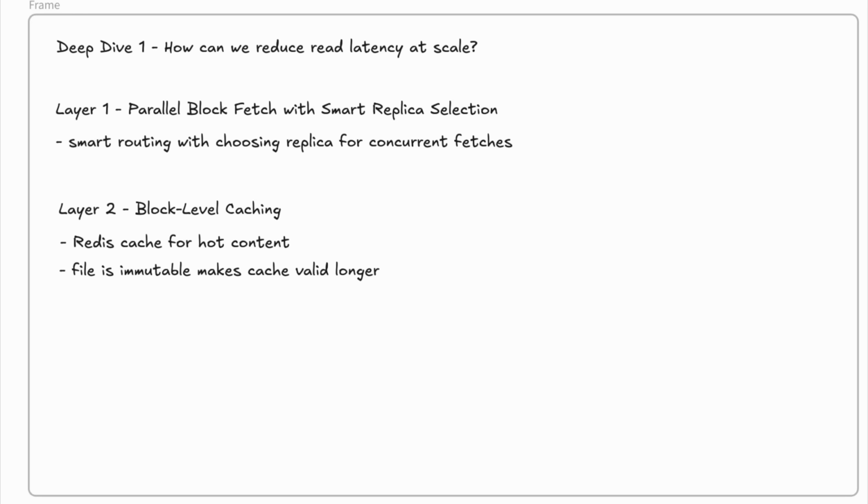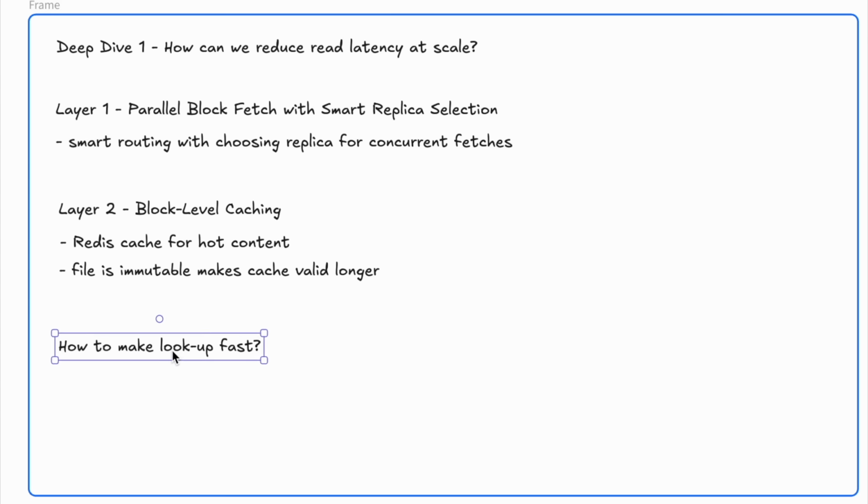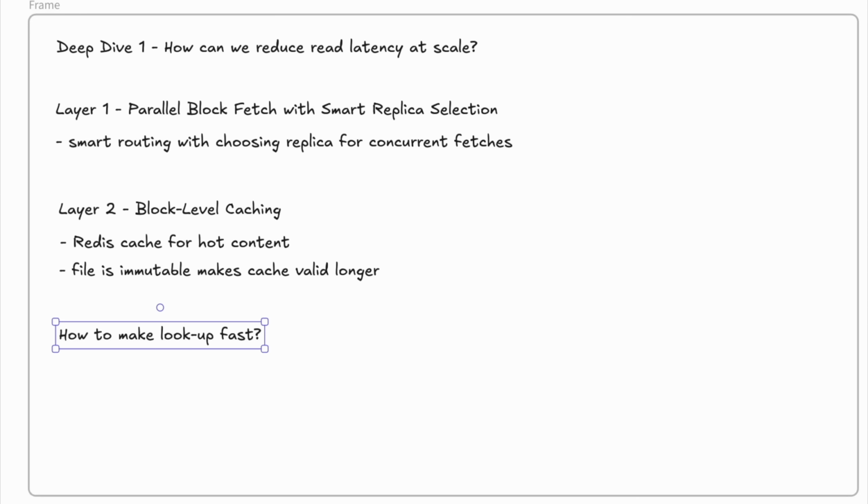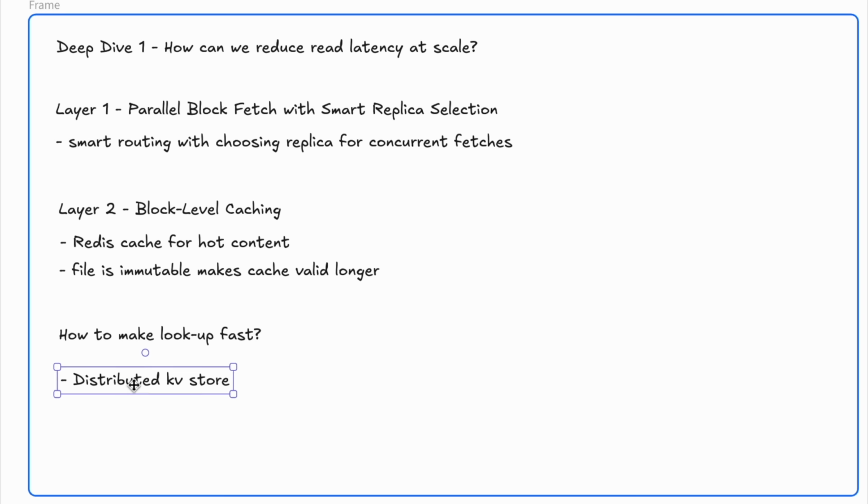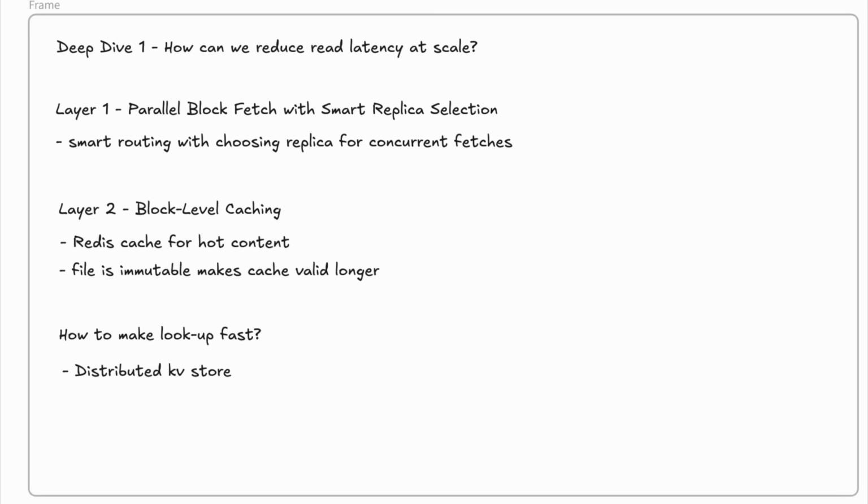Now, both of these layers rely on one key foundation: ultra-fast block location lookup. Every time we need a block, we need to know where to find its replicas. And for that, we use a distributed key value store. This store maps block hash to a list of replica nodes that hold it. It needs to be fast, fault-tolerant, and horizontally scalable. Think Redis cluster, FoundationDB, or something similar.